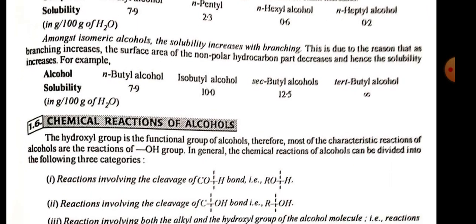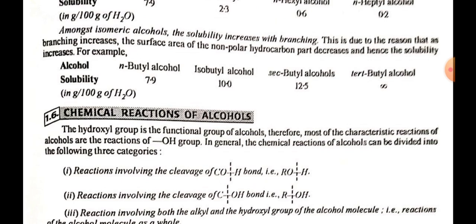Amongst isomeric alcohols, the solubility increases with branching. This is due to the reason that as branching increases, surface area of the non-polar hydrocarbon part decreases, and hence the solubility increases. For example, you can see tertiary butyl alcohol has the highest solubility, then secondary butyl alcohol, then isobutyl alcohol, and lastly n-butyl alcohol.